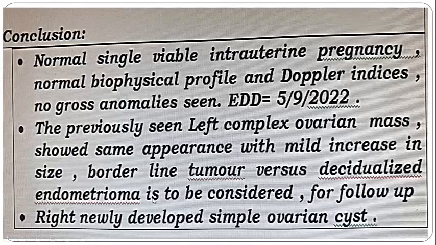So upon searching in the literature and being the mass is not increasing in size, we put the possibility of both findings, that this lesion may be a left complex ovarian mass with appearance mildly increased in size, so borderline ovarian tumor is to be considered versus it may be decidualized endometrioma for follow-up. And the patient didn't do MRI. I think if the patient did MRI, it will be better to characterize this lesion more.